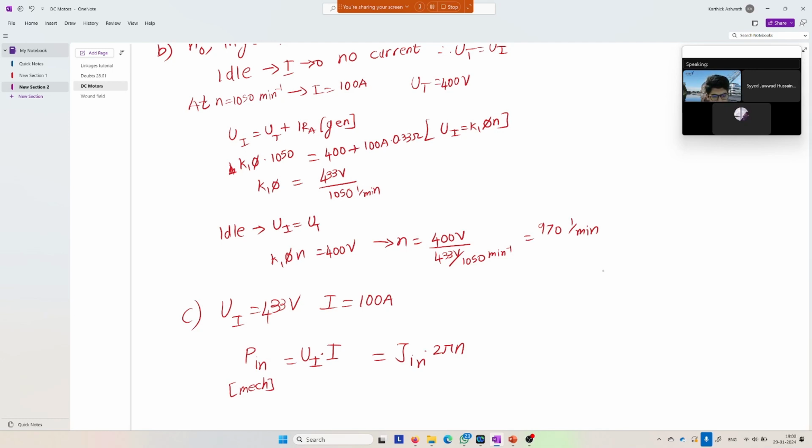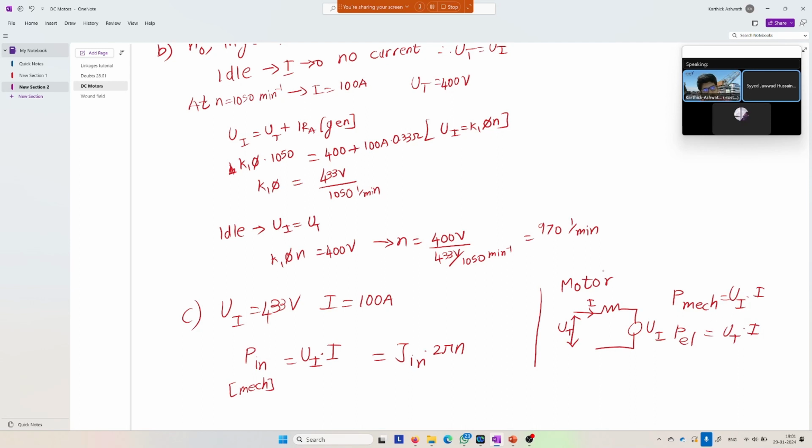Here we are looking at the case of a generator, but in the case of a motor, it's slightly different. Here is the UI, P mech, there is the I, and this is UT. P mech is just UI times I, and P electrical is UT times I. Here the situation is reversed. It's not reversed actually, the equations are still the same. It's just that in this case UT is greater than UI, and in this case UI is greater than UT. That's all. The equations are still the same.